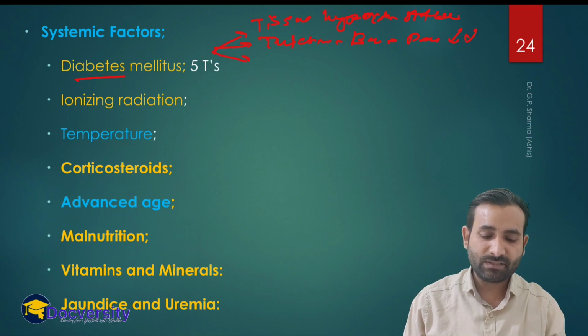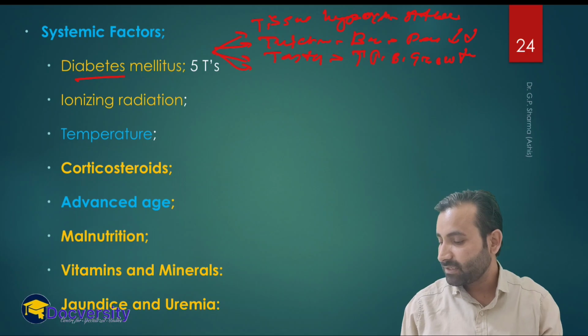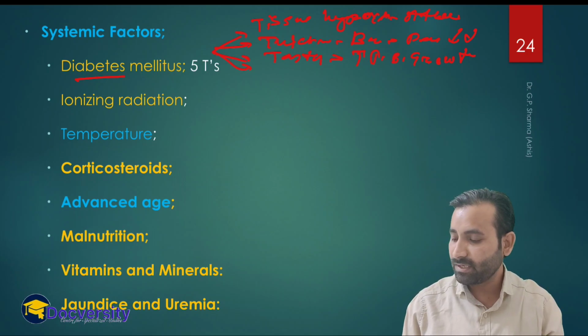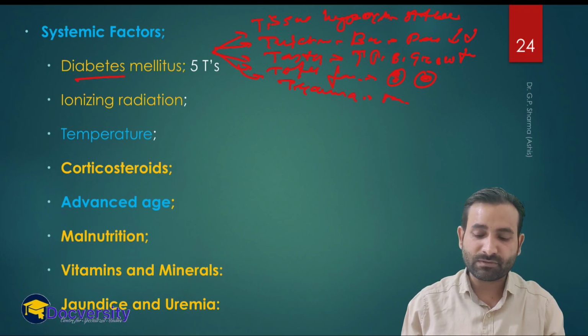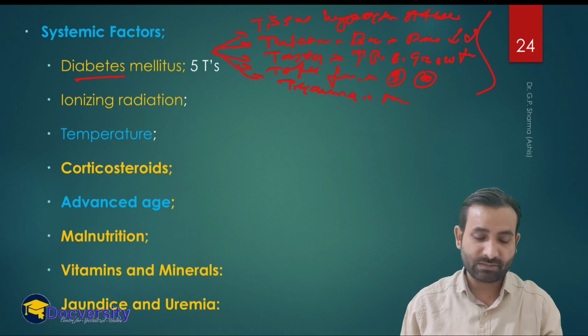Similarly, next T means the blood becomes tasty. Tasty means increased bacterial growth, right? Bacterial growth. Similarly, another T we have, that T is what? The total failure of the defense. That means the inflammatory cells become inactive, right? Similarly, another one is trauma, because you have the neuropathy, so that will produce multiple trauma, so that produces delayed wound healing or infections of the wound.